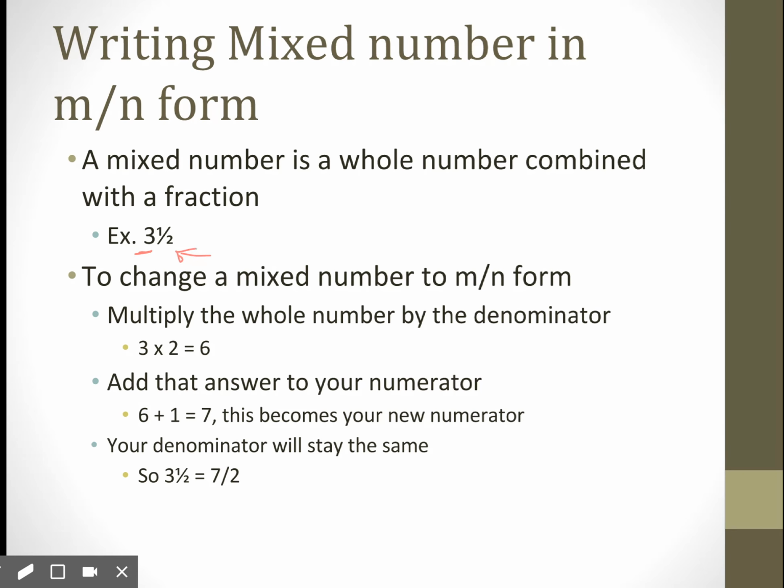To change a mixed number to M over N form, the first step is to multiply the whole number times the denominator. The 3 was the whole number, the 2 was the denominator. 3 times 2 equals 6. Now step 2: I'm going to add the answer from step 1, 6, to my numerator. 1 was my numerator, so that equals 7. 7 becomes my new numerator. And lastly, my denominator stays the same. So I can rewrite 3 1/2 as 7/2.